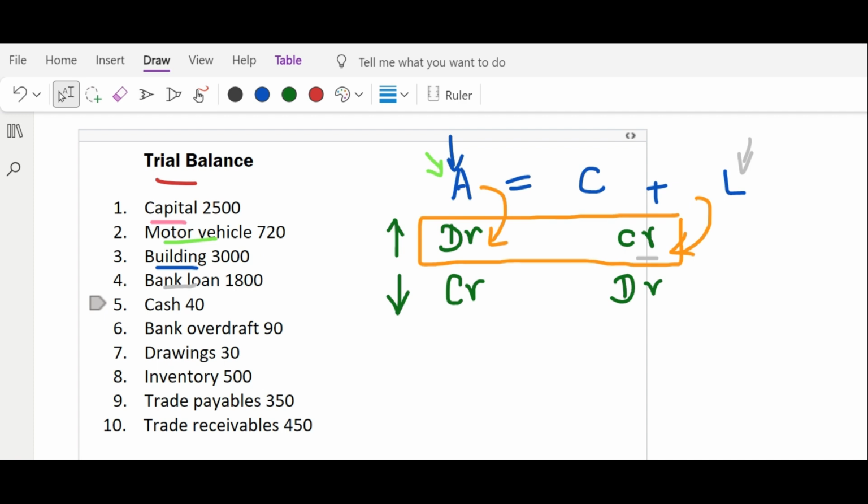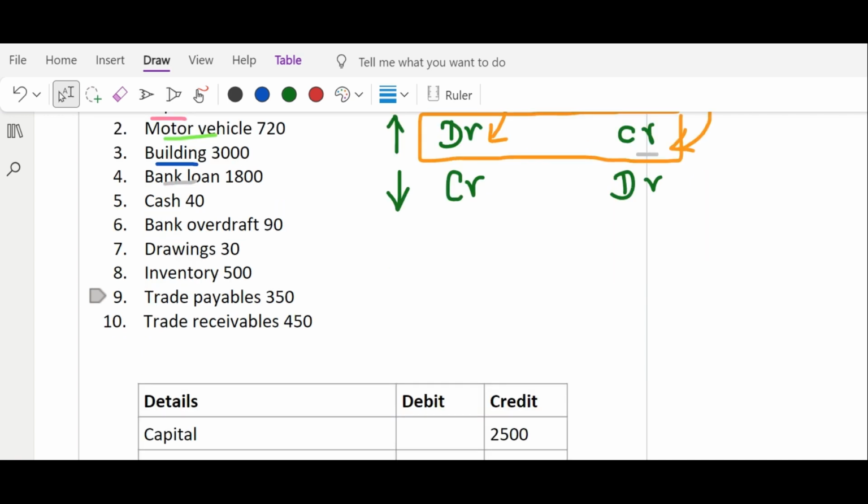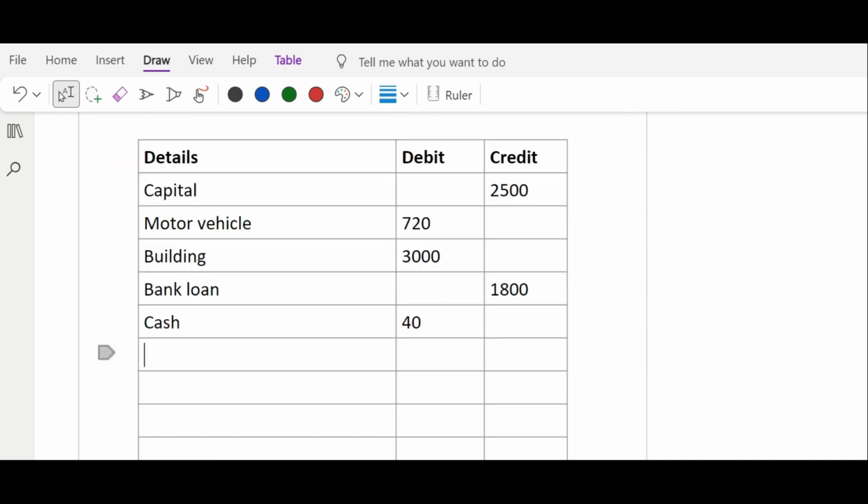Bank overdraft. Bank overdraft is when you have a negative bank balance, basically. That means you have overdrawn money from your bank account, which means you will have to pay that particular negative amount back to the bank, which makes it a liability again. Bank overdraft, it's a credit of 90.